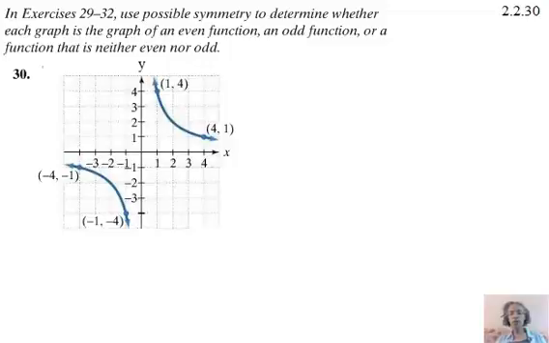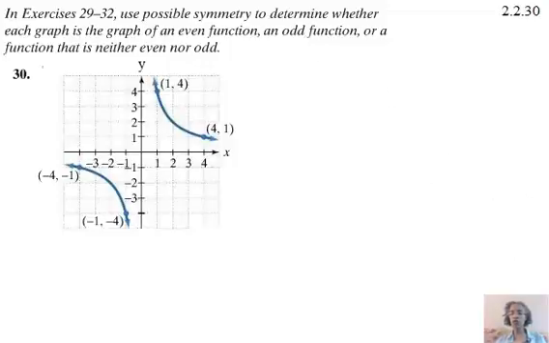Let's take a look at number 30, where we're given the graph of a function and we're asked to use possible symmetry to determine whether this graph is the graph of an even function, an odd function, or a function that is neither even nor odd.